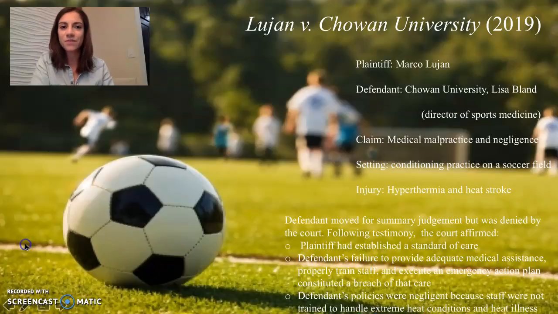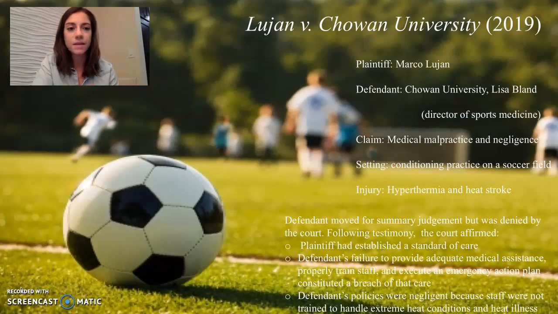The first case is Luan versus Chowan University from 2019. In this case, the plaintiff, Marco Luan, is claiming medical malpractice and negligence against the defendants after experiencing hyperthermia and heat stroke during a soccer practice. So in this case, Luan is claiming that the director of sports medicine, Lisa Bland, allowed a practice to go on during extreme weather conditions with a heat index of 105 degrees. Additionally, the plaintiff is claiming that the defendant failed to provide adequate medical assistance because the athletic trainer assigned to oversee the practice was not properly trained in handling heat-related illnesses.